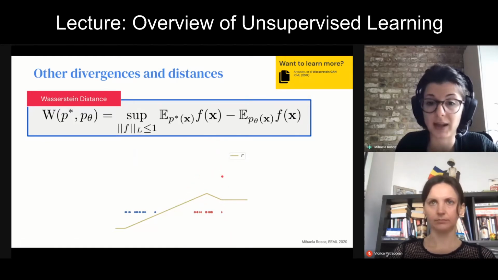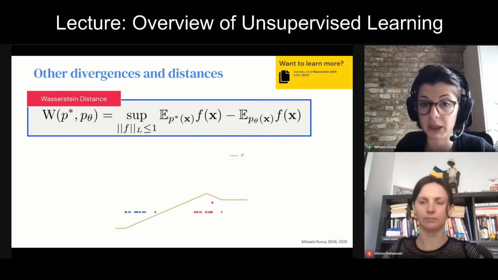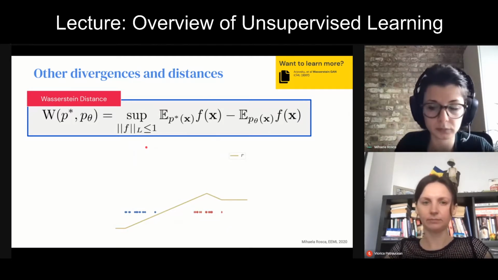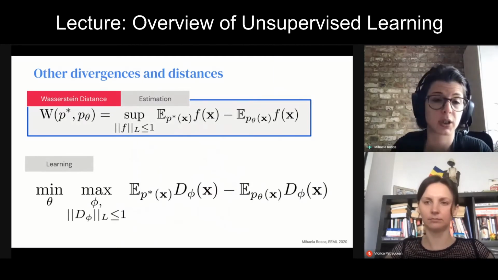Now, the reason this one Lipschitz is important is because it stops me from doing this. I can't grow too fast under the data and then make this difference really, really large. So the reason I don't have bigger bumps here is because of this one Lipschitz constraint, which is really, really important. Okay, so this is the estimation of the Wasserstein distance.